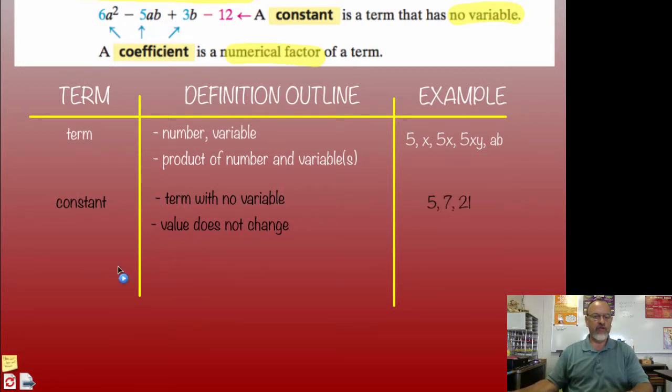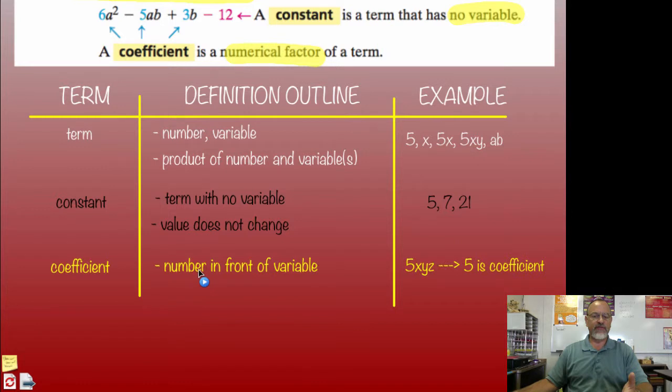This is a new concept, so new color in our notes. The coefficient is the number that's in front of a variable. It doesn't matter how many variables you have, it's the number that's in front of them. Now, can you ever have two coefficients? No, because if you have two numbers in one expression, you need to simplify that expression, so you would multiply those two numbers together to give you one number, and that would be your coefficient.